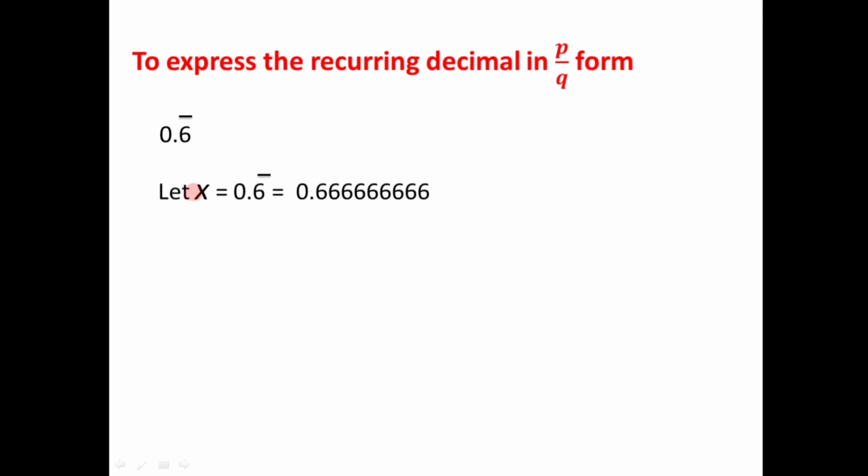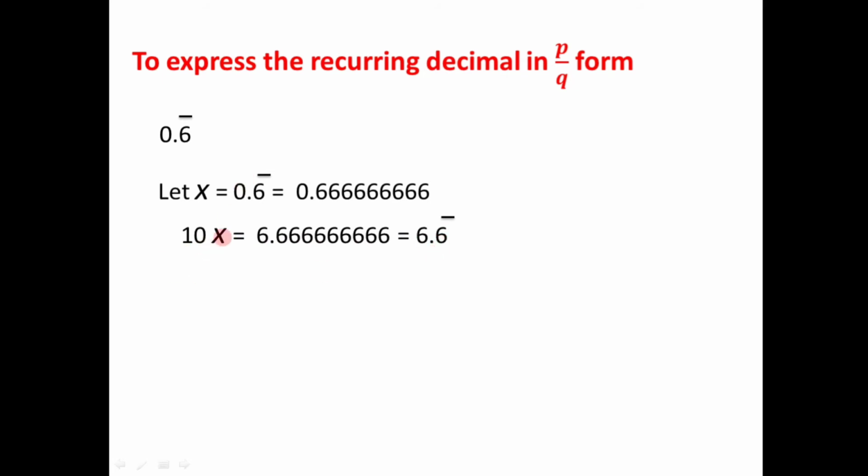For that, let x be equal to 0.6 recurring, which can also be written as 0.6666 and so on. Now here, after the decimal point, as we can see, only one digit is repeating. So we have to multiply this equation by 10. If we multiply x by 10, we get 10x. If we multiply 0.666 and so on by 10, we move the decimal one digit to the right to get 6.666 and so on, which can also be expressed as 6.6 recurring. We get 10x is equal to 6.6 recurring.